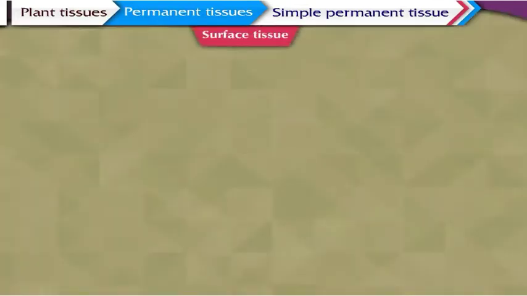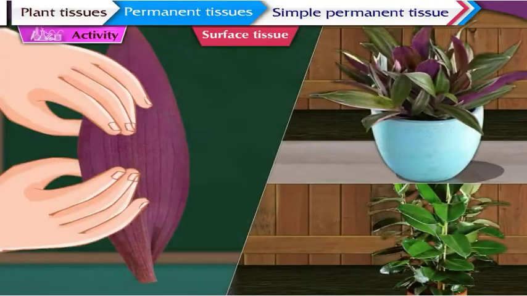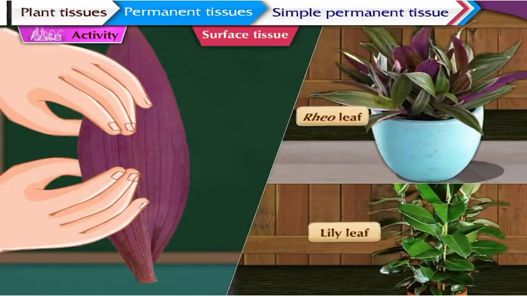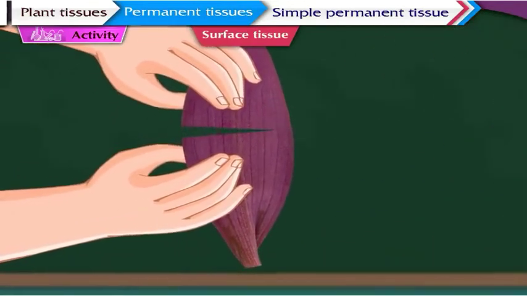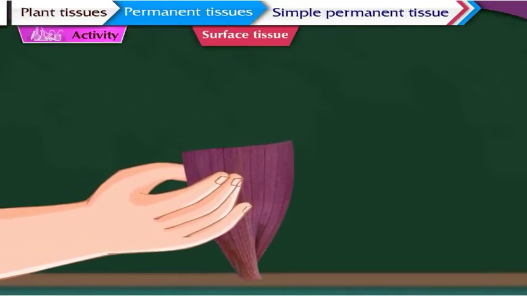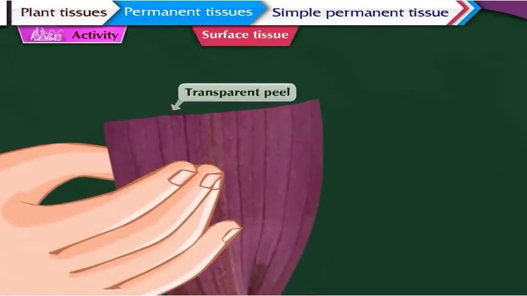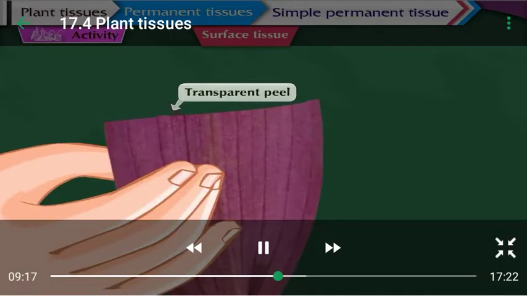Surface tissue. Let us perform an activity to understand about surface tissue. Activity. Let us take a freshly plucked leaf of lily, rio, or any fleshy leaf. Stretch and break it by applying pressure. While breaking it, keep it stretched gently so that the transparent peel of the leaf is seen.